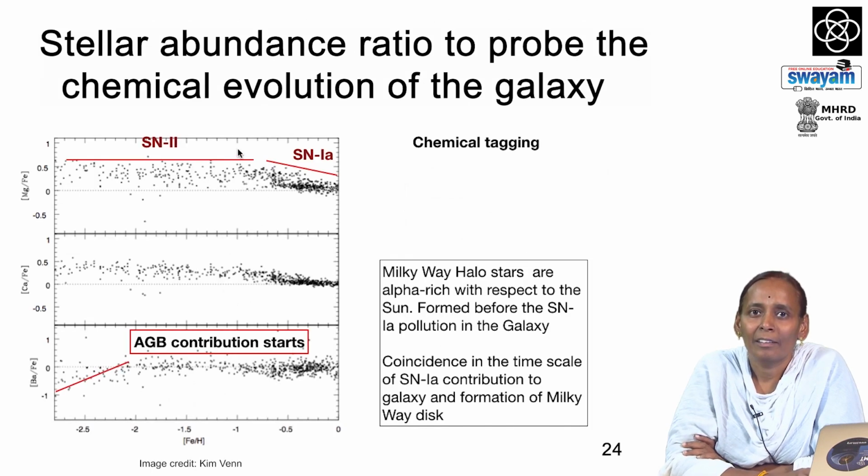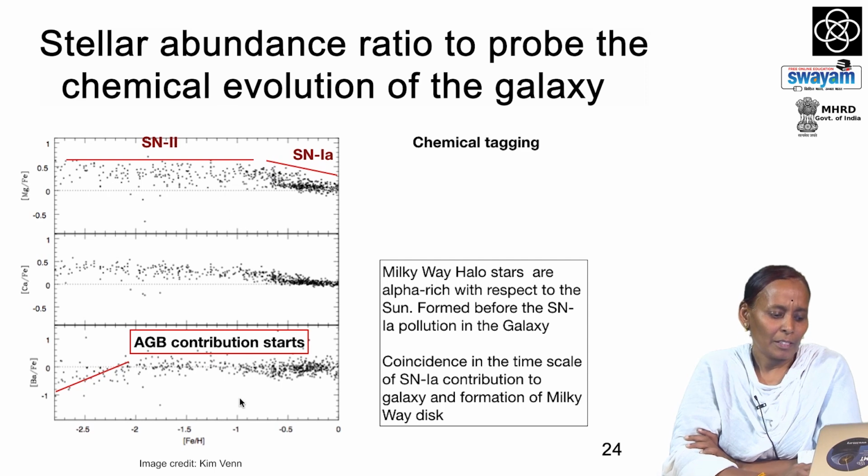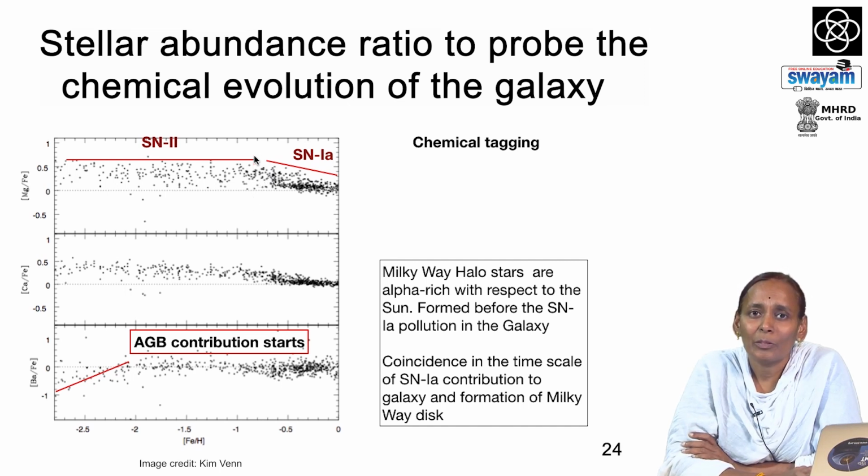And this is the example for Milky Way stars, and you can see the plateau. The knee occurs at a metallicity of -1, and interestingly, -1 is when the thin disk of the Milky Way starts to form. So the formation of the disk and the type 1a contribution to the galaxy is kind of a coincidence, that these two timescales match for the Milky Way.